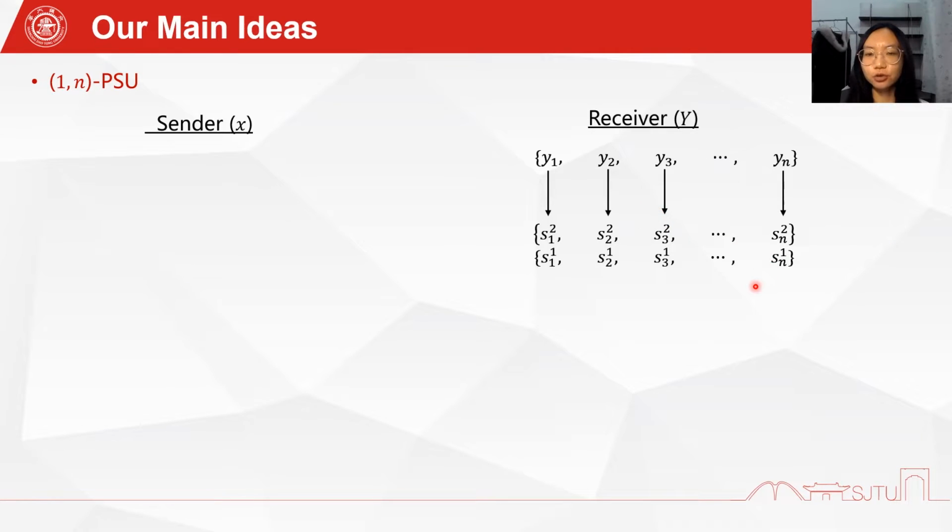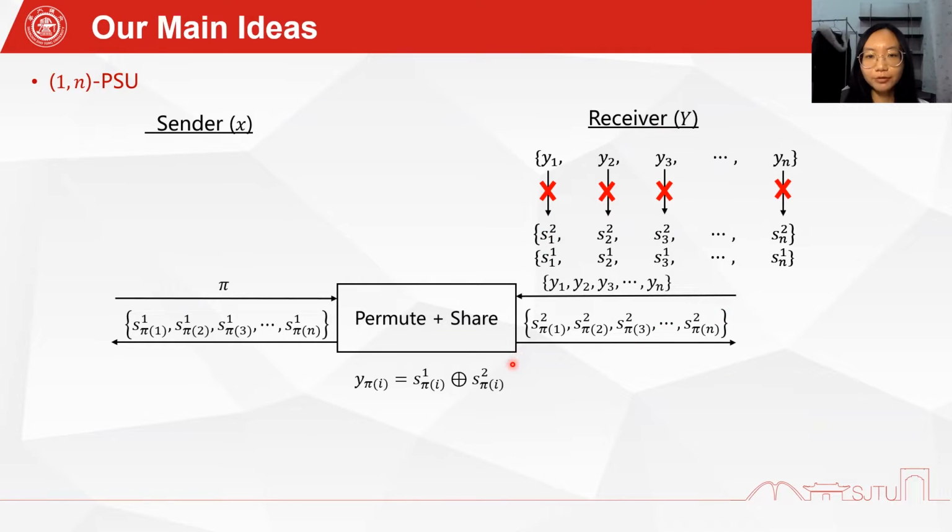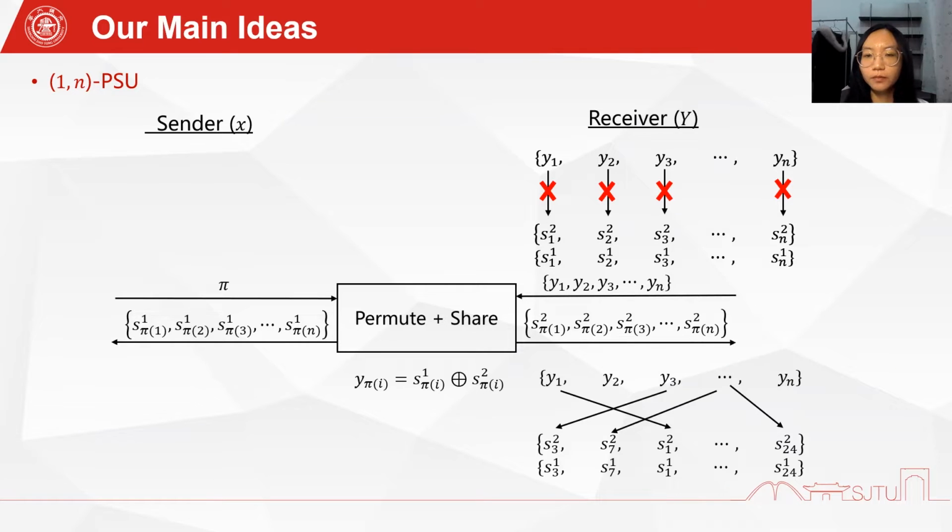The reason behind the issue is that the receiver knows the relationship between the items and these shares. So to solve this issue, we need to hide this relationship. We use the permute and share as a building block to generate these shares. More specifically, the receiver inputs the set Y, and the sender inputs a random permutation pi. After the permute and share, the two parties will obtain the shuffled shares. Because the receiver doesn't know the permutation pi, given Si2, the receiver cannot know the original item yi.